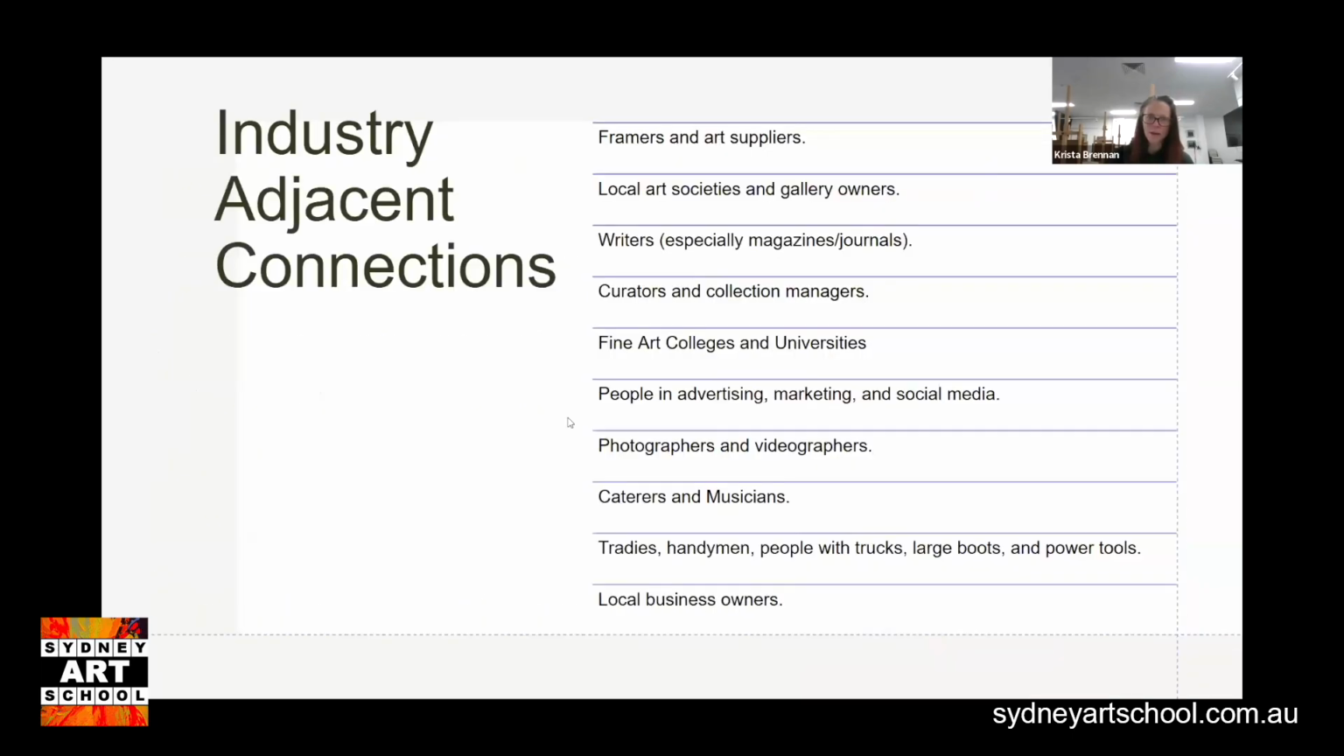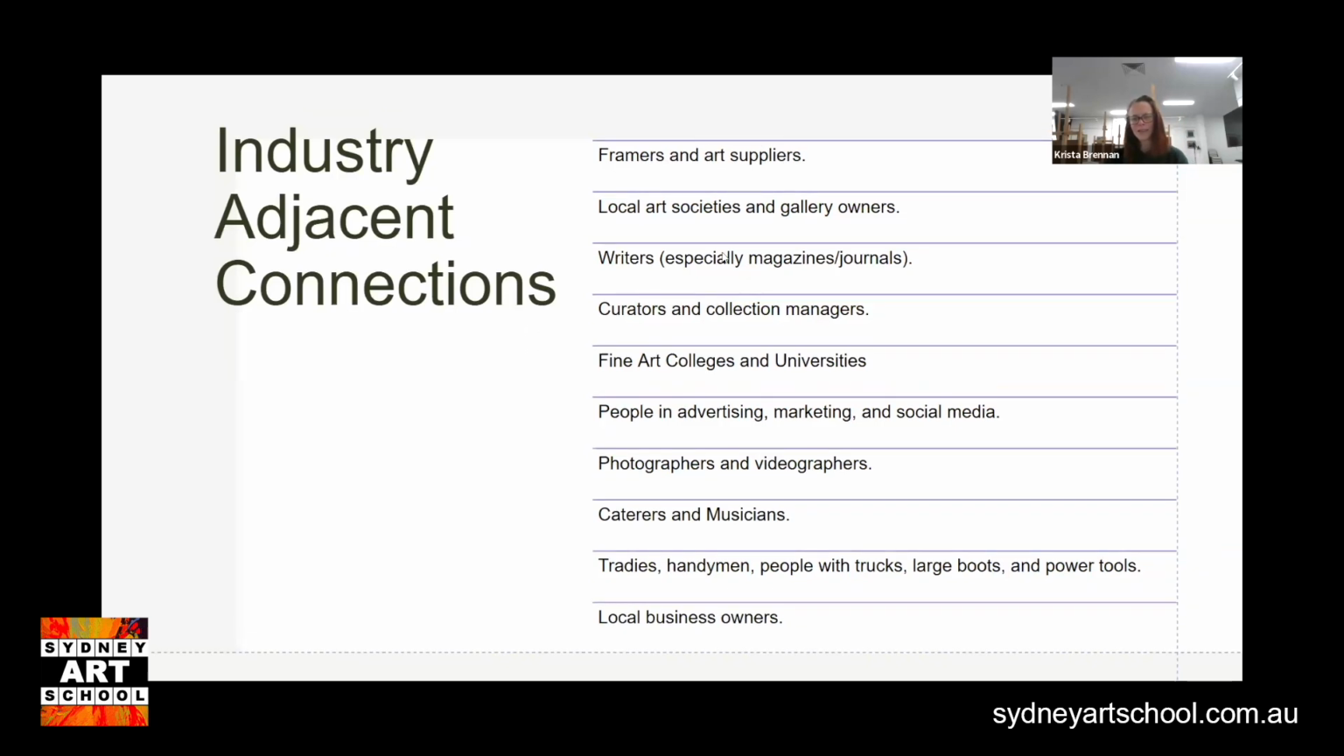So let's have a look. Next slide. And this is just thinking about industry adjacent connections. These are people who I would say are still involved with our industry, but also might be people who you don't necessarily immediately think of when you think about art, and you think about the world of art. But these are all people who are involved with, or you may need to have contact with for various purposes, for whatever reason.